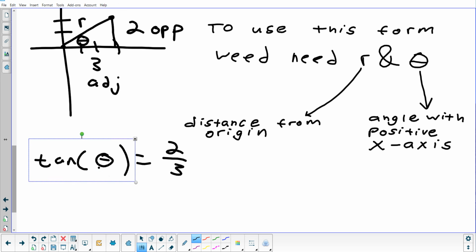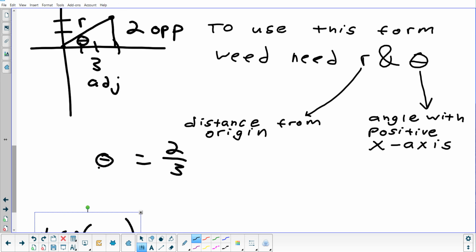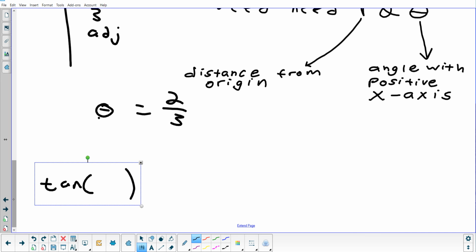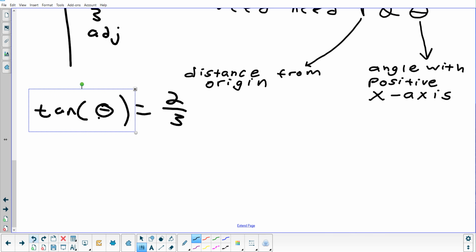So if we wanted to finish that, how do you get rid of tangent? Take the inverse of it. Okay, so you do the inverse tangent of what's on each side. I'm not going to finish that or write it out because I have it nicely written on the next page. But we'll do a problem like that in a minute.